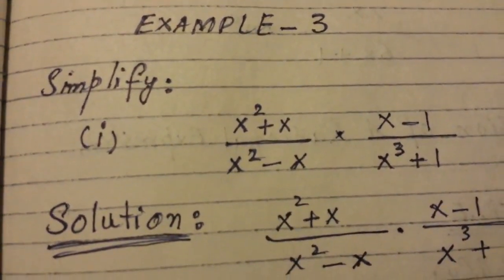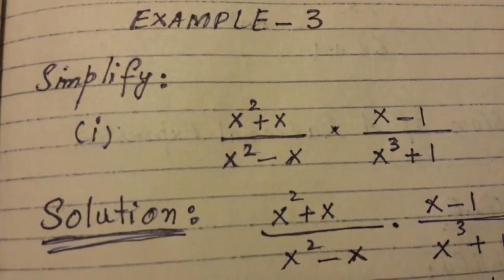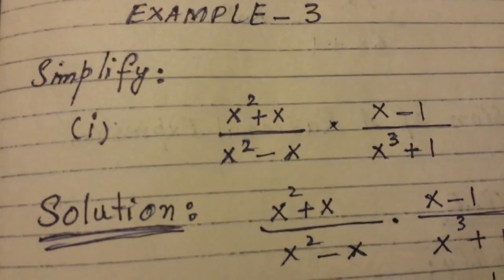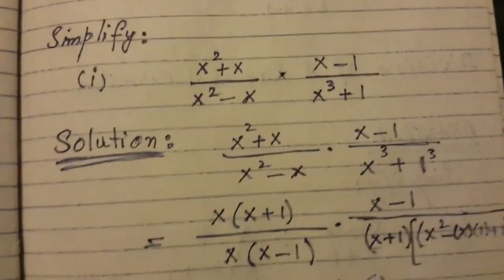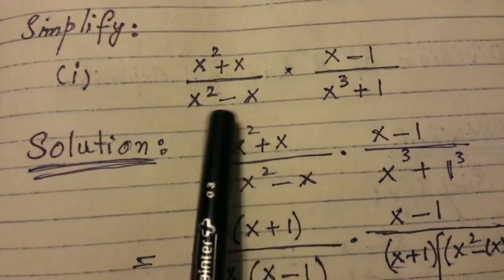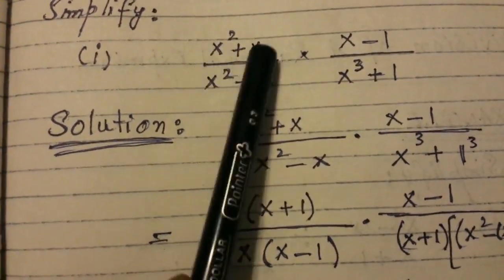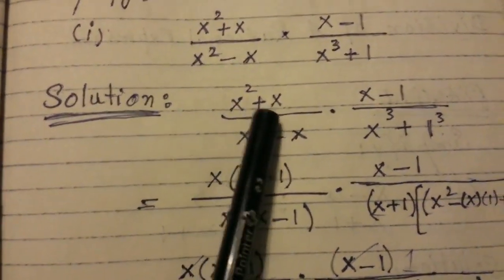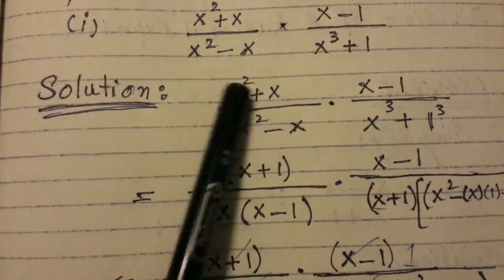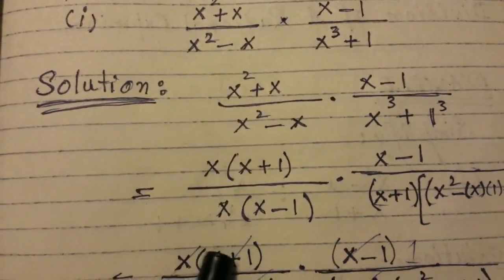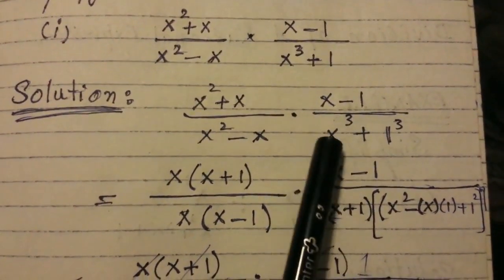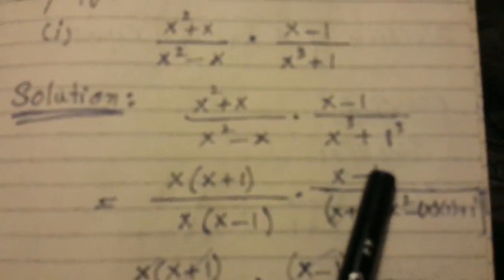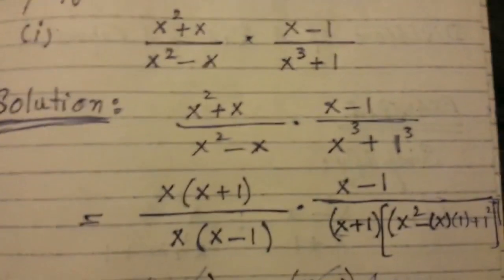To refresh your memories, last time what we did was that we simplified the expressions of this kind. So this is the expression in front of us. We can take x as a common factor between these two terms, and similarly in the denominator x can be taken as a common factor. Here x minus 1 and over x cube plus, we can also write 1's cube.